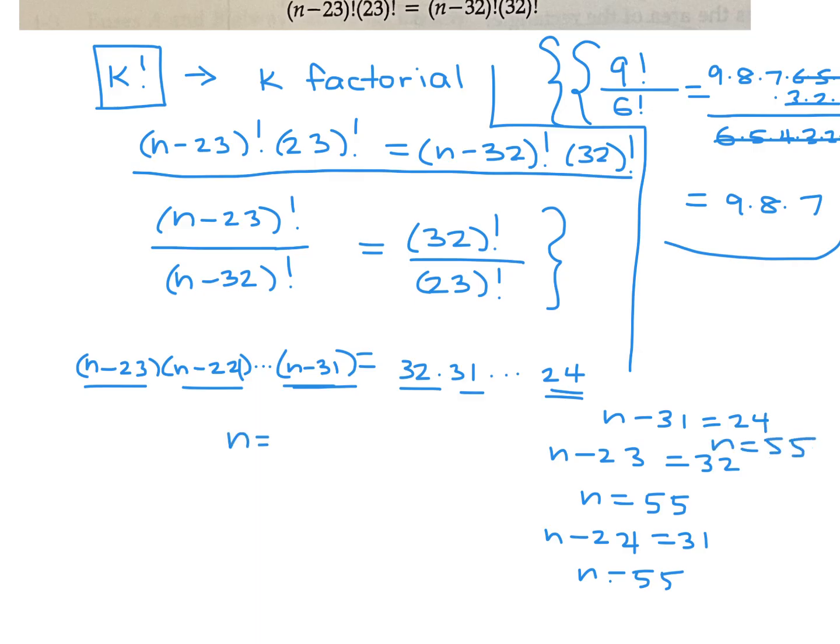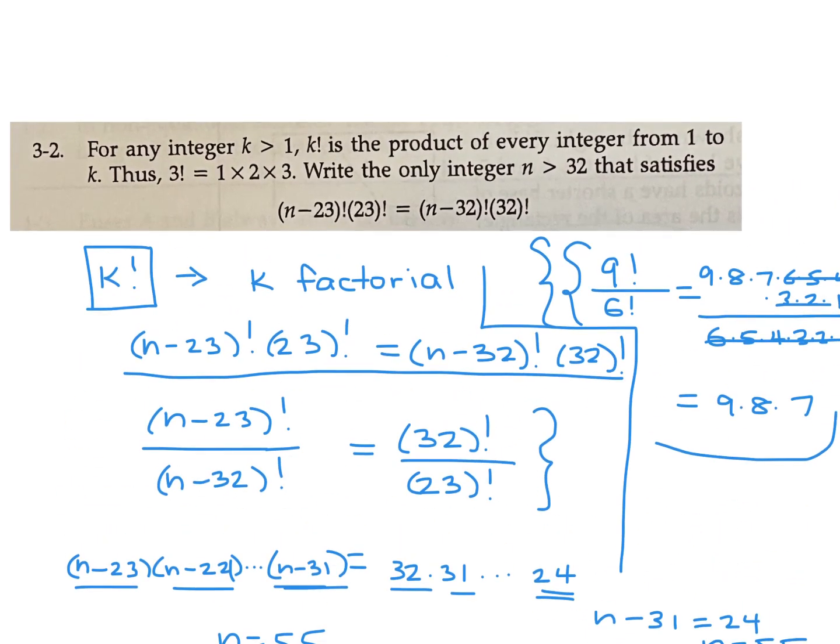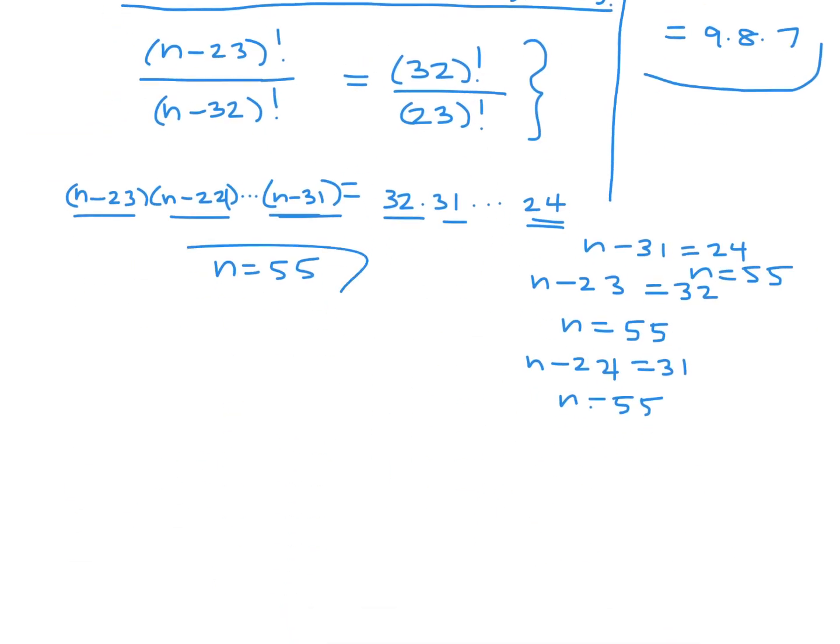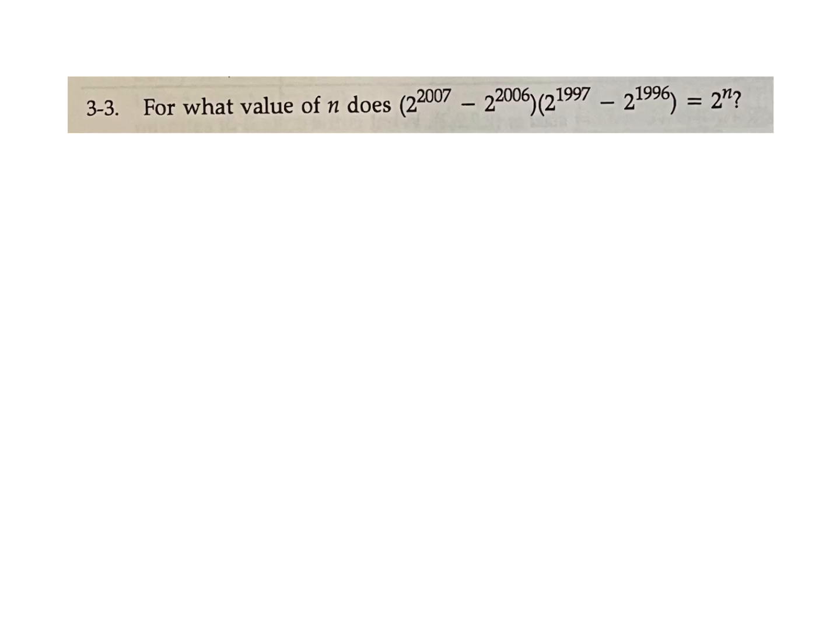So that means n is 55. And I think that's what they're looking for. Yeah, n has to be greater than 32 and satisfy this. Okay, so that we got it. n is 55, sorry.